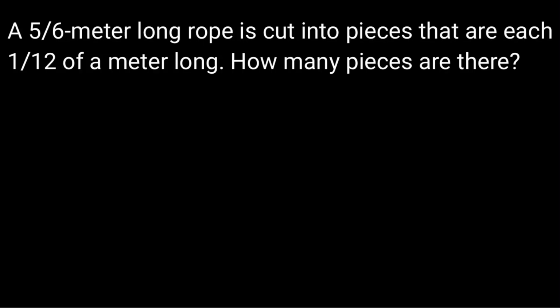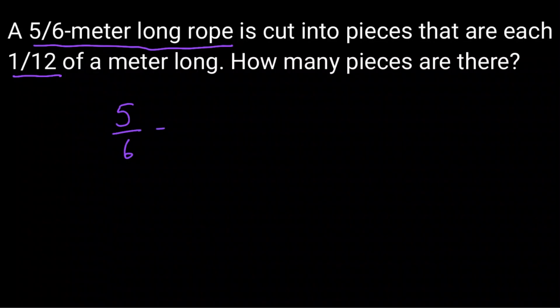Finally, we have this last problem. A 5/6 meter long rope is cut into pieces that are each 1/12 of a meter long. How many pieces are there? This is dealing with two different wholes. The 5/6 meter long rope and each section that is 1/12 of a meter long. So this is just going to be 5 over 6 divided by 1 over 12.